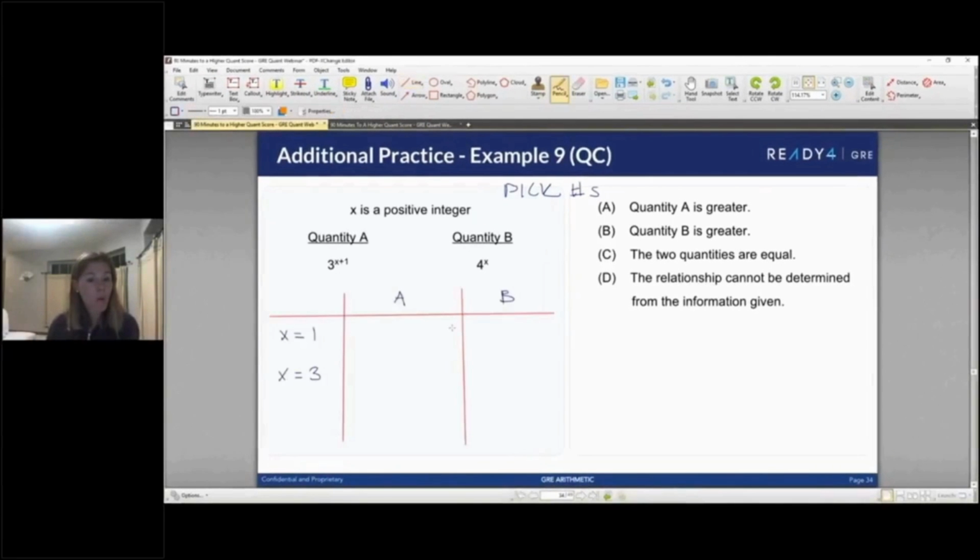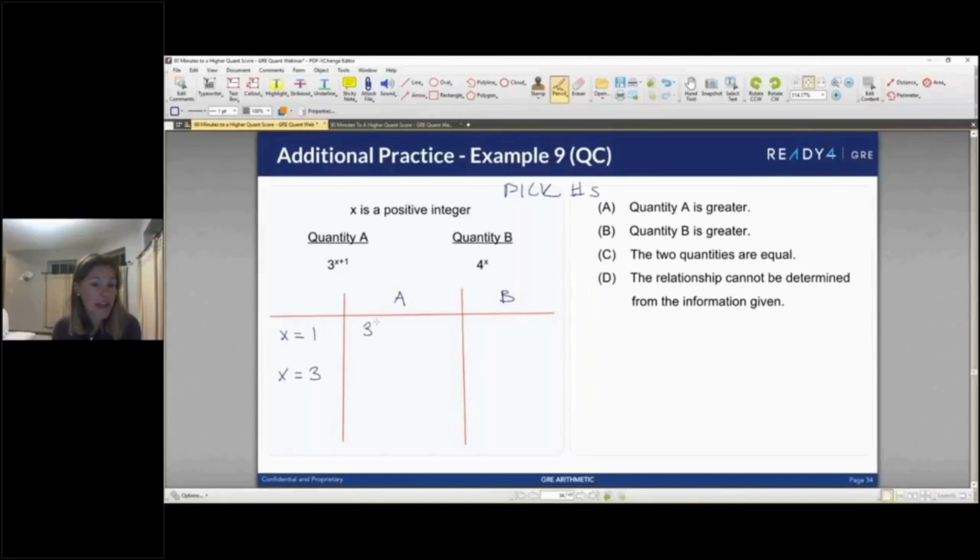Okay, so once again, it's going to be a picking numbers problem. It looks like we've got some D's, we've got some A's, and this all depends on how many answers you chose. We know that x is a positive integer. So the first one I'm going to pick is just x is equal to 1.